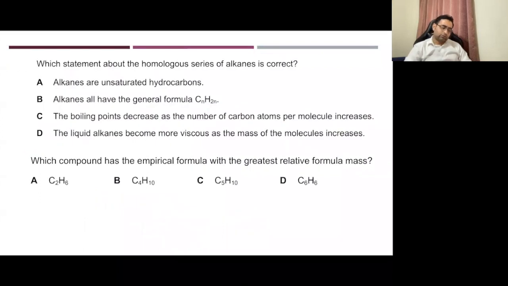Now, can you try with this? Do these two questions, question 1 and 2. Which statement about the homologous series of alkanes is correct? A homologous series is a group of compounds which have the same functional group and a trend in physical properties. This is known as a homologous series. So the very first one, alkanes are unsaturated. No, they are saturated, so the statement is wrong.